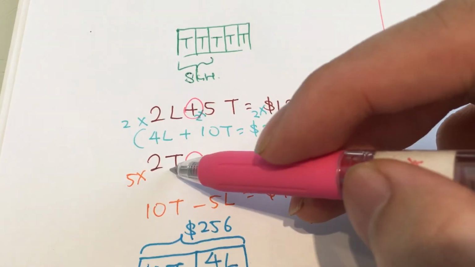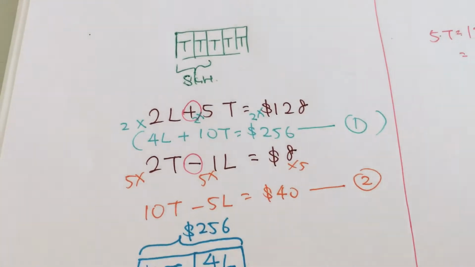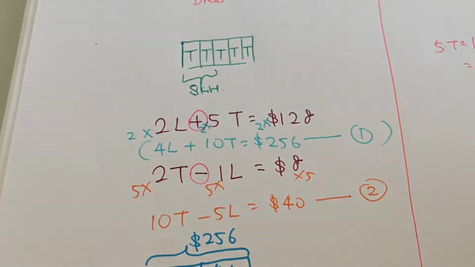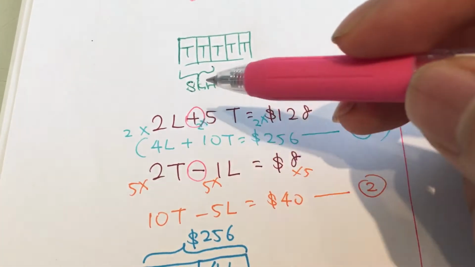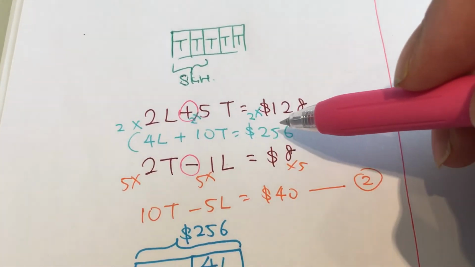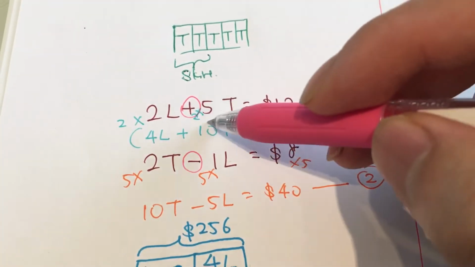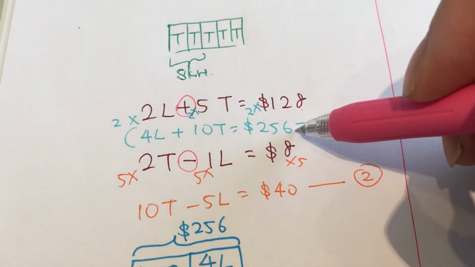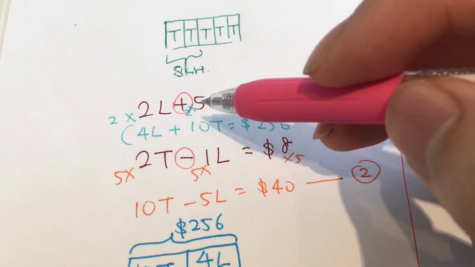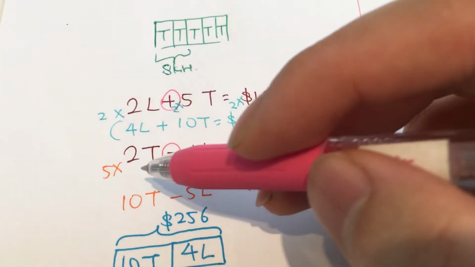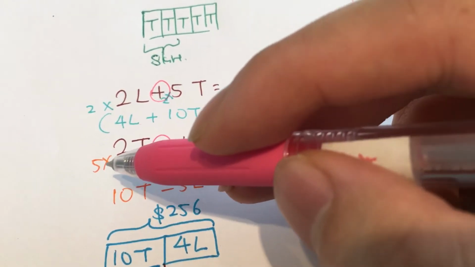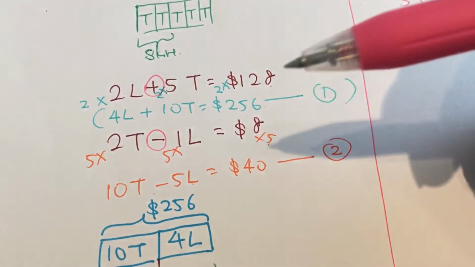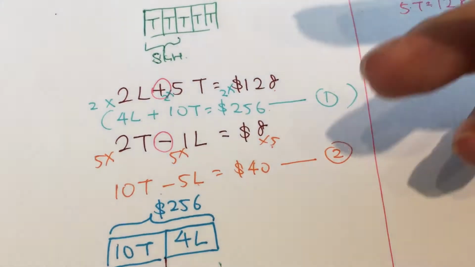Here is 2T and here is 5T. The first common multiple of 5 and 2 is 10, right? So the first row will be times 2, giving 4L plus 10T equals 256. We times 2 because we want to make T the same. For the second, we times 5, so we have 10T minus 5L equals 40. Okay, this is done.